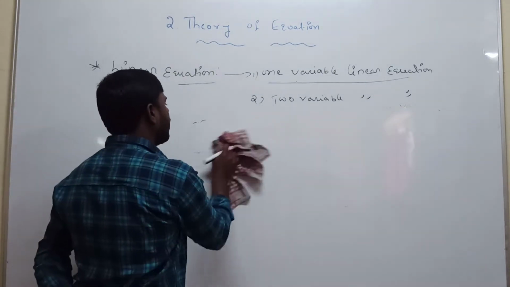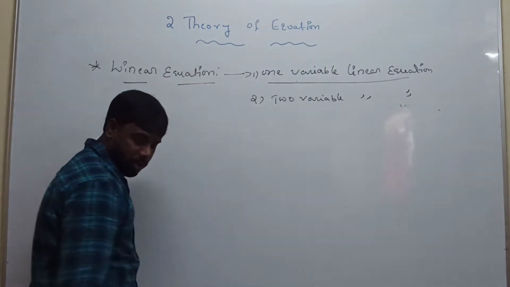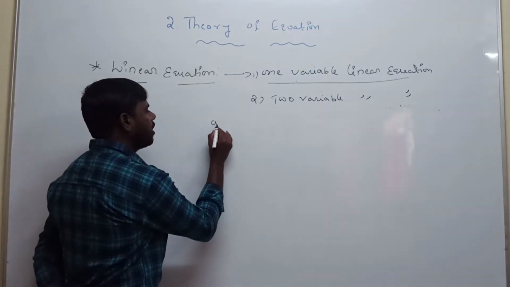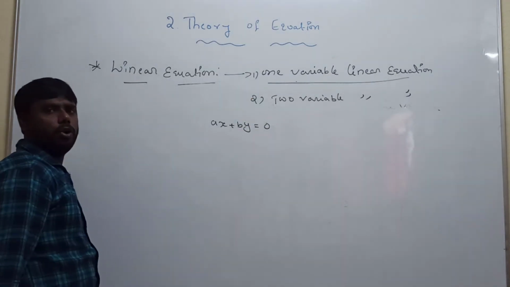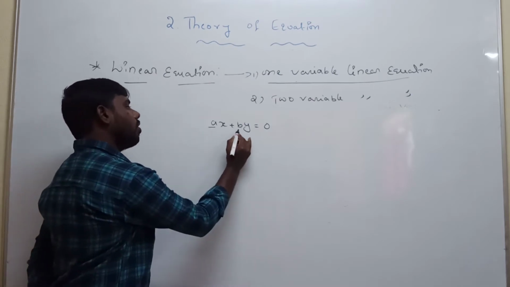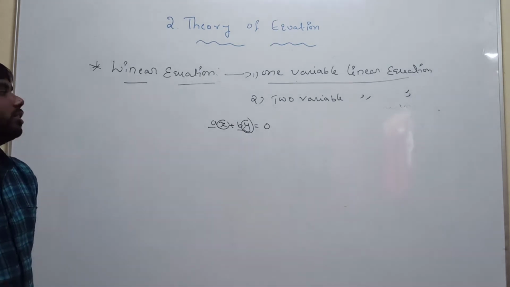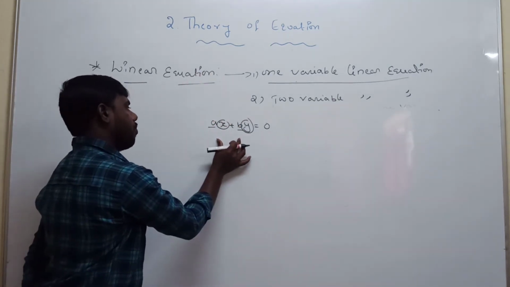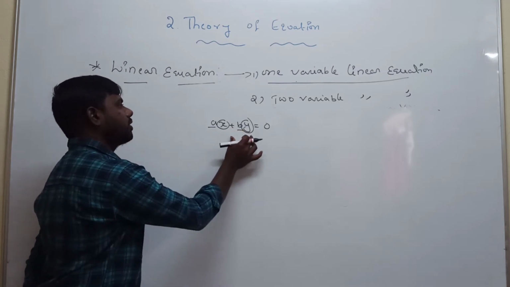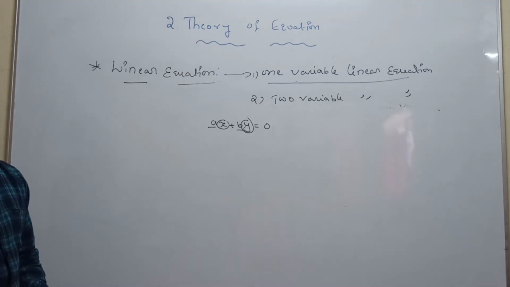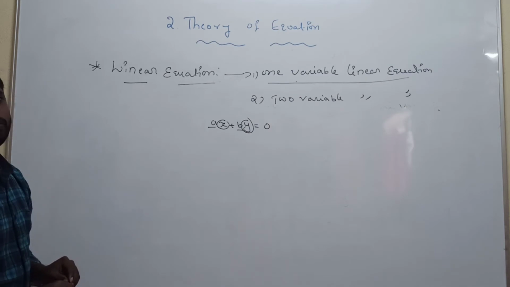So this type of equation is called a one variable linear equation. The second one is the two variable linear equation. What is the definition of the two variable linear equation? An equation of the form ax plus by is equal to 0 is called a two variable linear equation. Here a and b are constants, and x and y are the two variables. An equation in two variables is called a two variable linear equation.